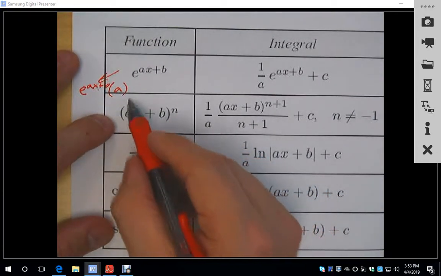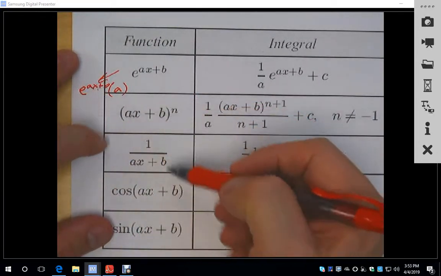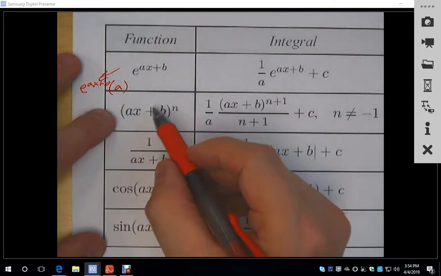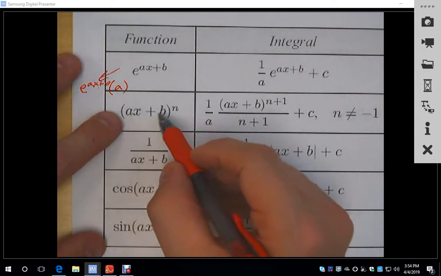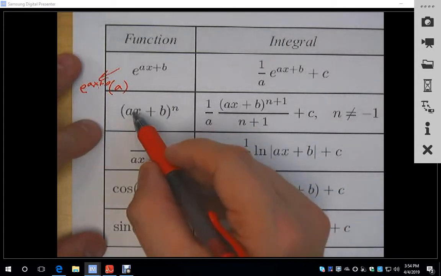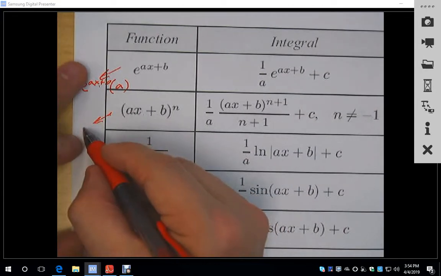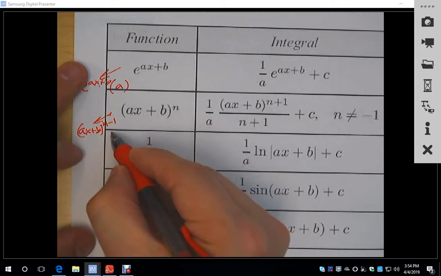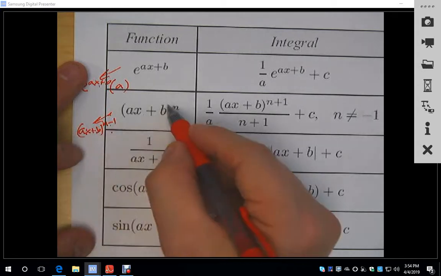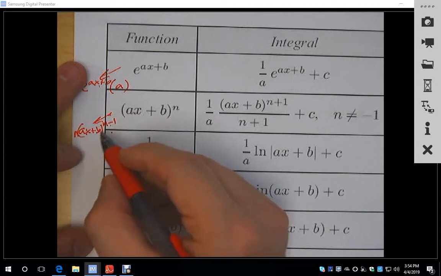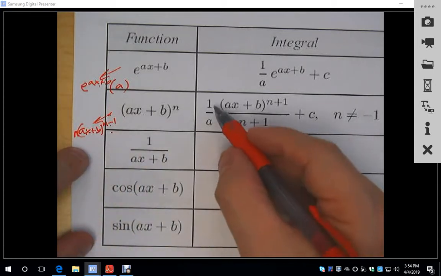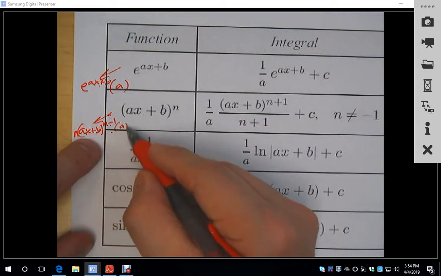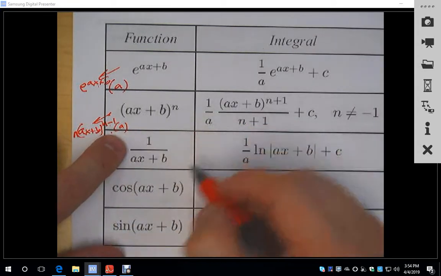If you look at all these, you're seeing the chain rule in reverse. We have this ax plus b to the power of n. If we took the derivative of that, we'd subtract 1 from our exponent, and multiply by n, and by a, the derivative of the inside function. We do the opposite of that. So instead of multiplying by a, we're going to divide.